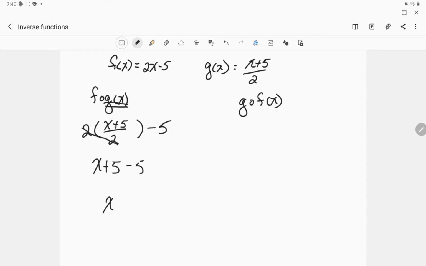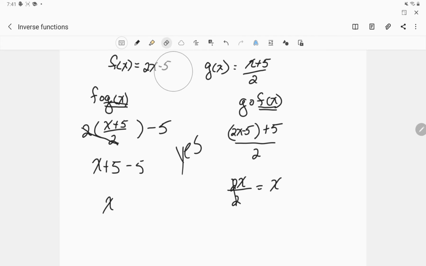But just because it works for one doesn't mean it'll work for the other one. So yes, I still have to do the other way. So g of f. So g is some variable plus 5 over 2. Now, what do I put in place of that variable? I put the f of x equation, which is 2x minus 5. So this time on the top, I have minus 5 plus 5, which leaves me with 2x on the top and a 2 on the bottom. Those 2's will cancel, and I get x. So because I have x for both scenarios, yes, these two equations are inverses of one another.